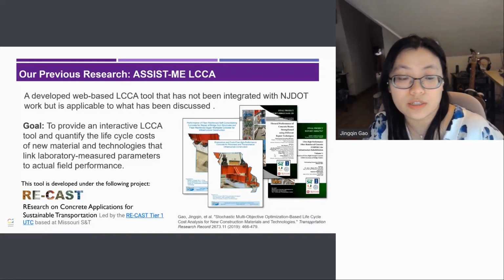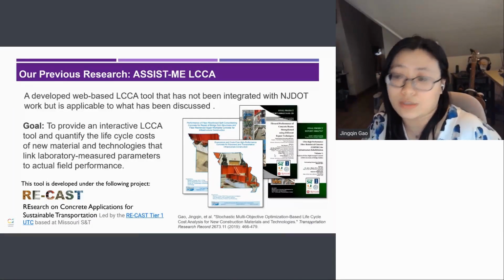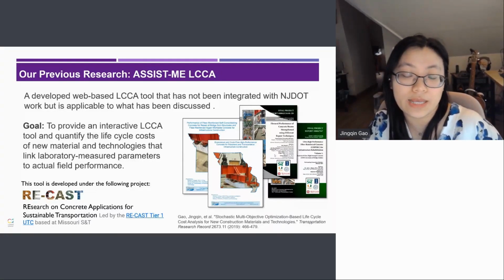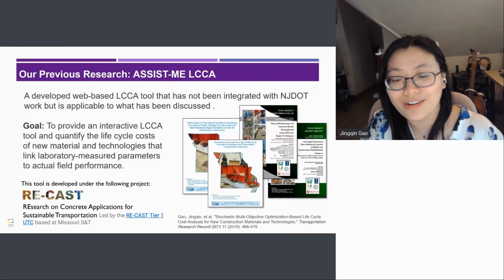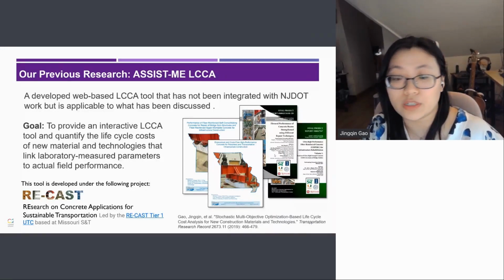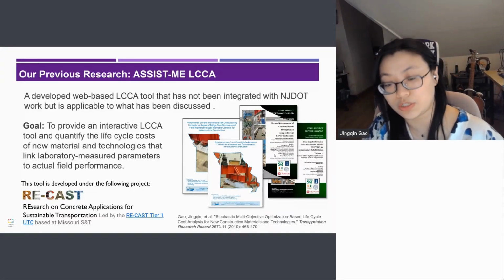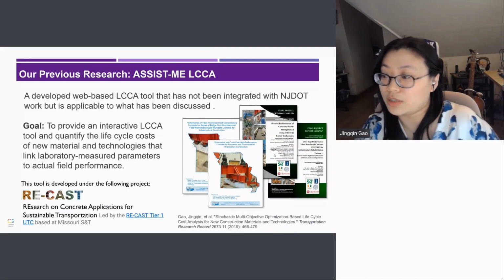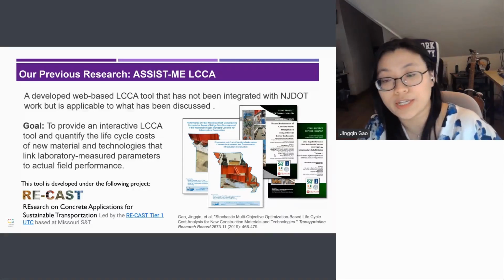And besides the customized formula and the spreadsheet-based tool, we also have a previous research, as Dr. Ozbay mentioned, a web-based LCCA tool called AssessMe LCCA. This tool is applicable to what has been discussed so far, but it has not been integrated with DOT's work yet. And this web-based tool is developed under the RECAST project called Research on Concrete Applications for Sustainable Transportation, led by the RECAST Tier 1 University Transportation Center based at Missouri University of Science and Technology.